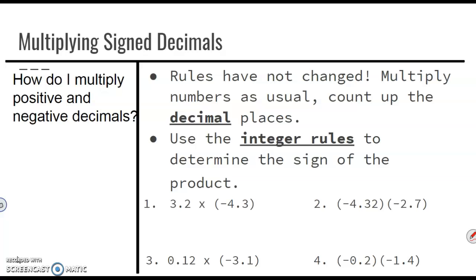The rules have not changed. You must multiply your numbers as usual, and then you can count the decimal places. Use the integer rule to determine the product or the sign of the product. Remember, signs are the same, your answer is positive. Signs are different, your answer is negative. Pause the video and practice with these 4 problems in your notes.